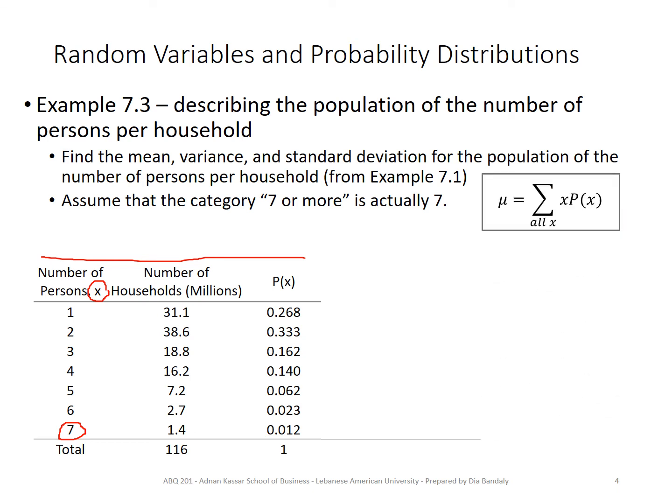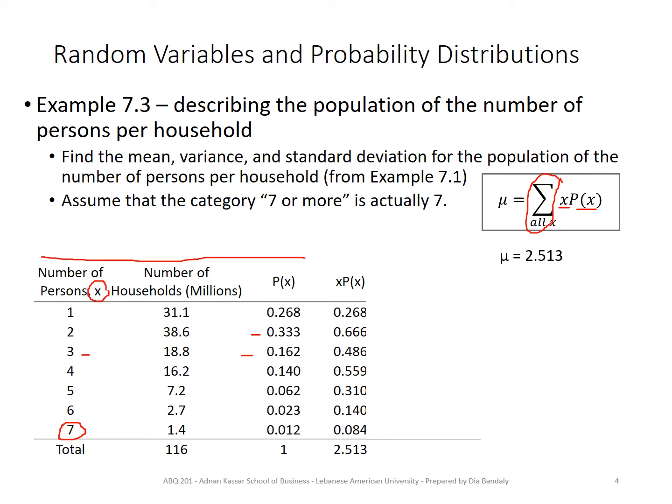Okay, remember how to find the mean. It's the weighted average, which we can calculate by multiplying every value of X by the corresponding probability, and then we sum up everything. Now, if we have a table, just add one more column where you multiply X times P of X. So for example, the first one is 1 times 0.268. The second one is 2 times 0.33. Then 3 times 0.162, and so on. Since I need the summation of all these, I sum them up, and we get 2.513. So that's it. This is the mean of the population.